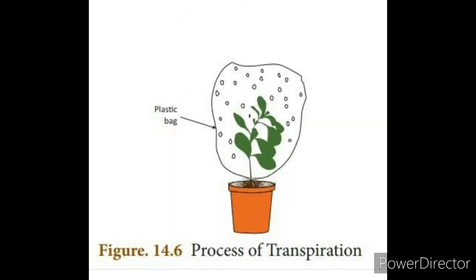There is a continuous loss of water through the stomata of the leaves in the form of water vapor. This process is called transpiration. Everybody knows about transpiration, as you are in the higher classes. The stomata continuously lose water in the form of water vapor. This process is called transpiration.